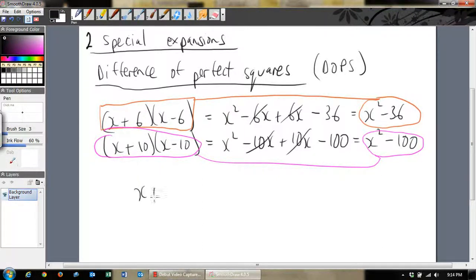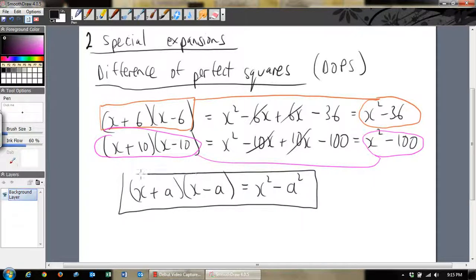If you have x plus some letter a, and you multiply that by x minus a, what do you get? You get x squared. Now what's happened here? We've got 6's here, and we end up with 36 over here. We've got 10's here, and we end up with 100 over here. And it's always minus, you see here. If we did more examples, you'd see. So it's actually minus a squared. And this is actually the difference of perfect squares rule, otherwise known as DOPS.